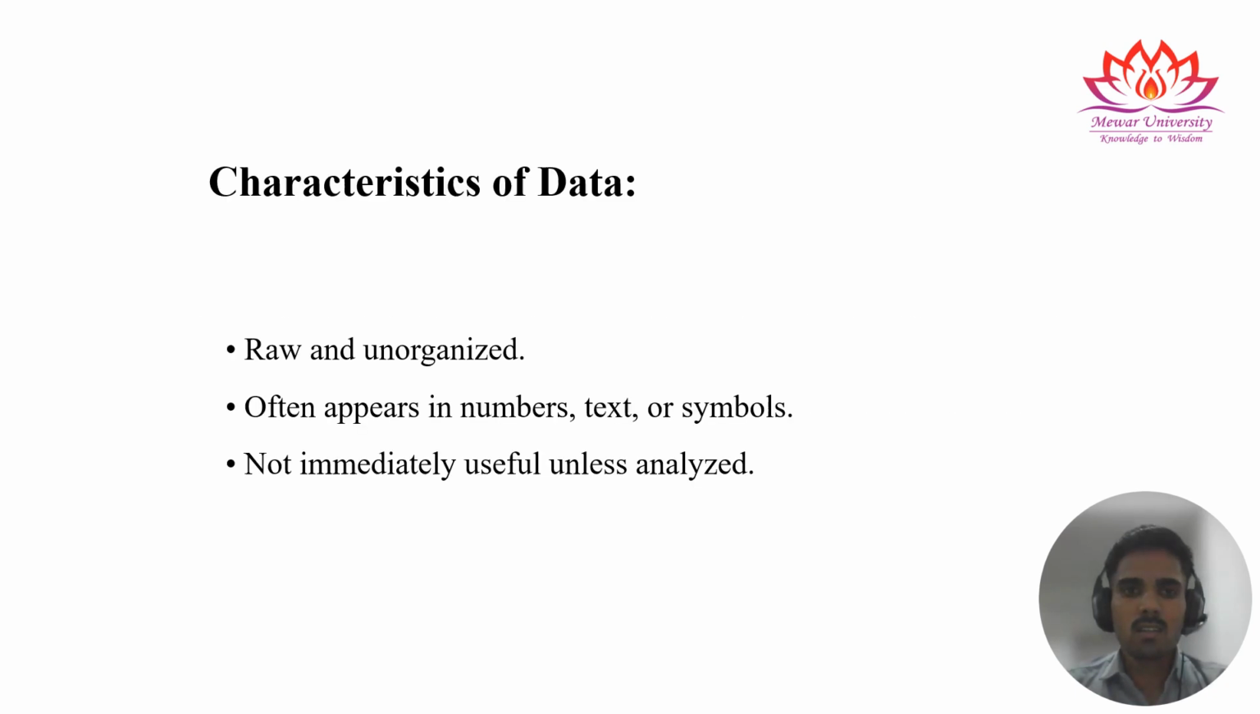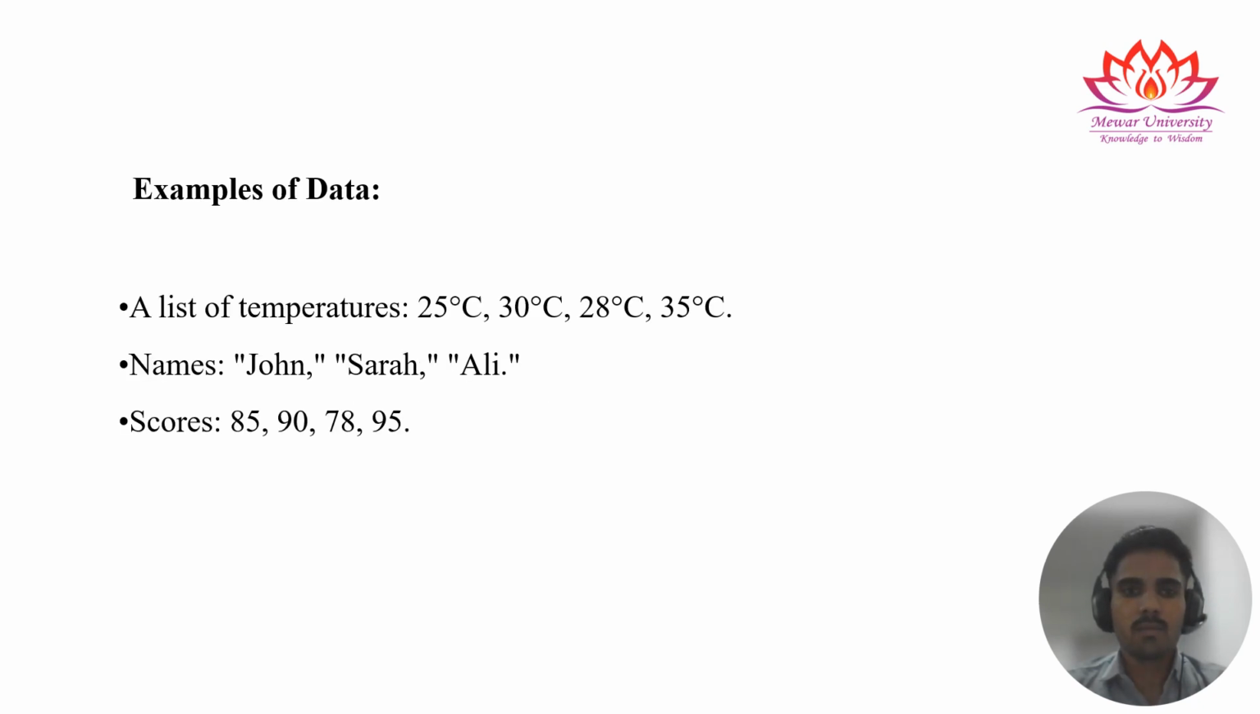Next, the characteristics of data. First, it is raw or unorganized. Second, it often appears in numbers, text, and symbols. Third, it is not immediately useful unless analyzed. So these are some characteristics of data.